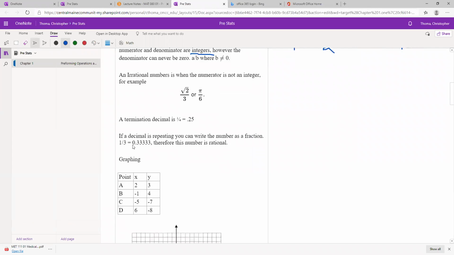And then there is the special cases, right? Like, so 1/3, when you put that in decimal form, is 0.3333 repeating, right? So even though it goes on forever, I can write that as a fraction, 1 over 3, both are integers. So therefore 1/3 or 0.3 repeating is also a rational number.